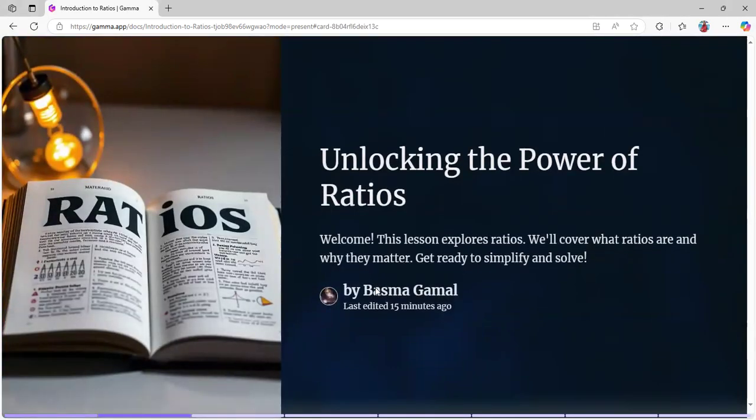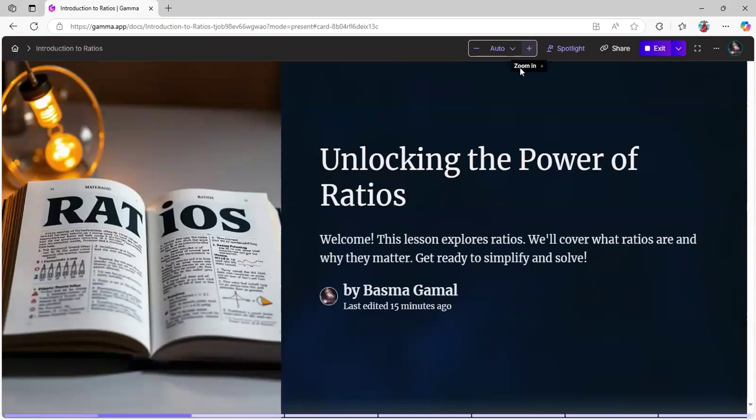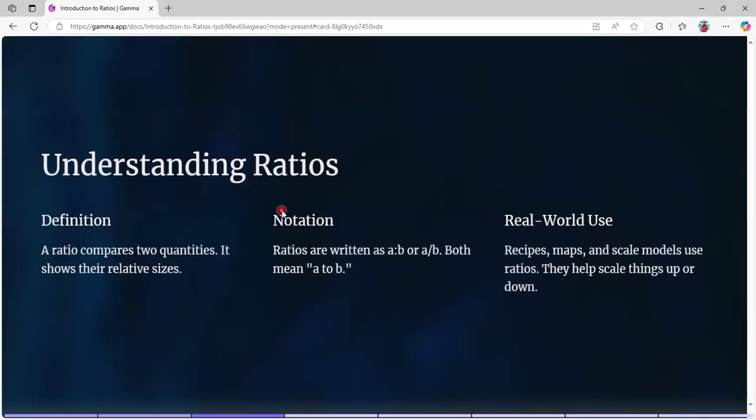Okay, as I said before, ratio is comparing between two quantities. Two quantities mean two numbers. We can compare between two numbers. For example, 2 to 3. There are two numbers, 2 and 3. We can compare between two numbers in this form.